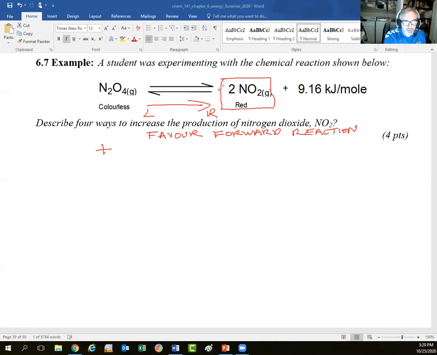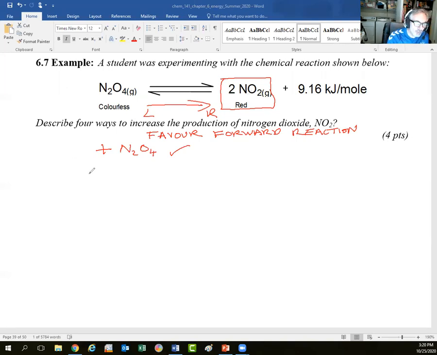So to move towards the NO2, we could argue that we'd move away from the N2O4. So adding N2O4 should move equilibrium to the right. There's the N2O4. Add more, we move away from it. We'd compensate for having too much by using it up to produce more of the products of the forward reaction.